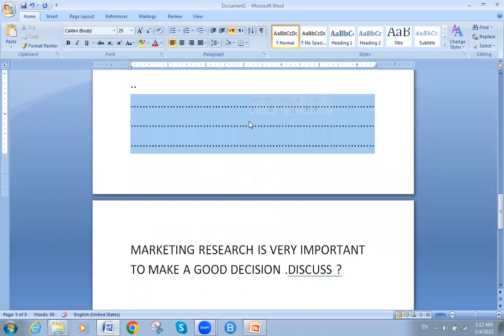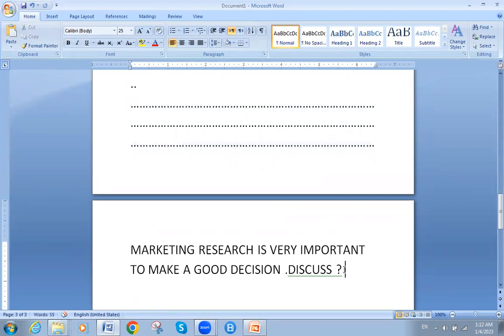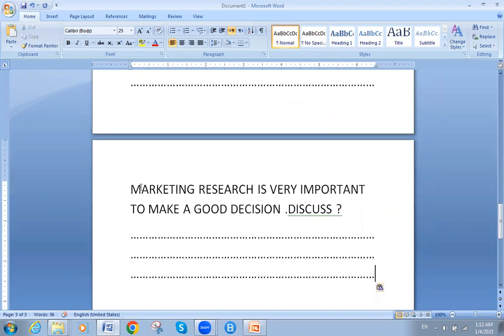You will talk about what you mean by marketing research. Let's arrange your answer. You will say what you mean by marketing research, who will conduct the marketing research, what the steps of marketing research are, and how we could collect the data by primary data and secondary data.